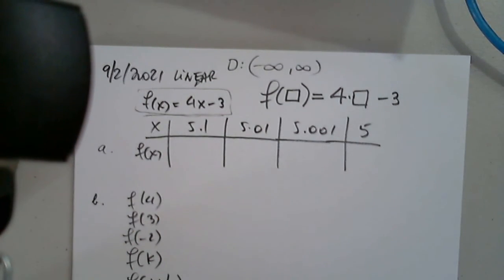We have 5.1. Enter. We have 5.01. Enter. We have 5.001. We have 5. We have 4. We have 3. We have -2, and the rest we cannot put in the calculator.